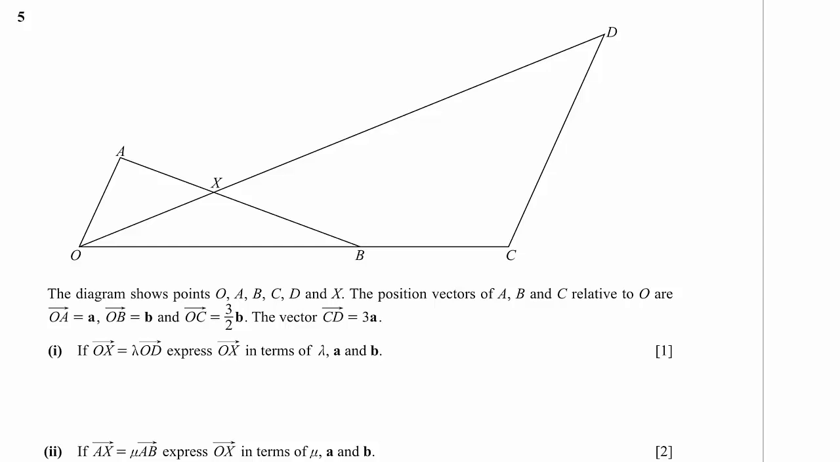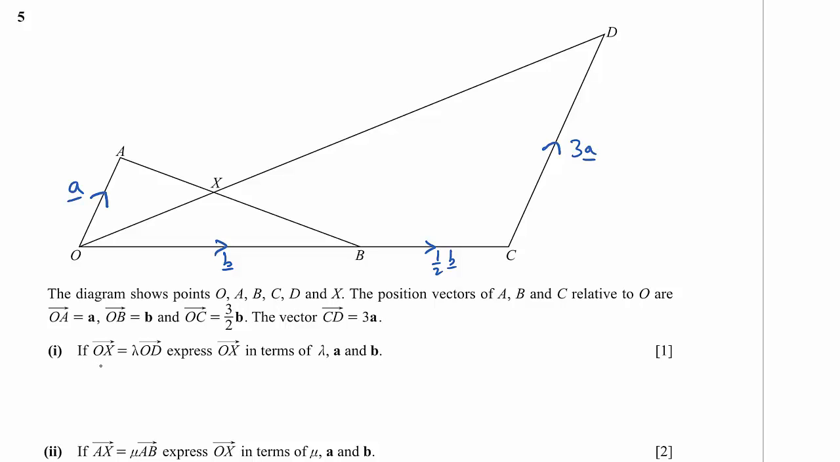The diagram shows points O, A, B, C, D, and X. The position vectors of A, B, and C relative to O are: OA is a. Let's put it on the diagram. So that's a. OB is b. OC is 1.5b, so I'm just going to mark this one here as a half b, and then we can see it's 1.5 all the way. And CD is 3 lots of a.